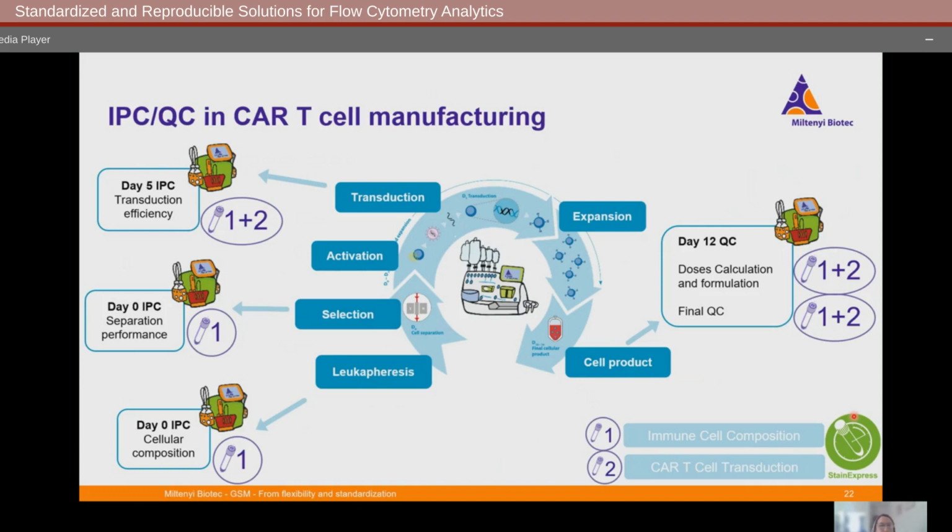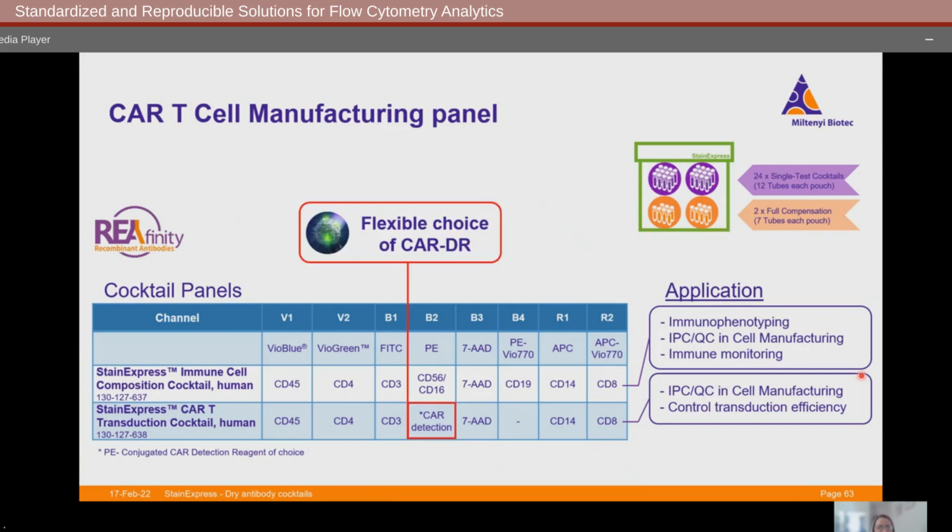So going back to that IPC/QC process in CAR T-cell manufacturing, the two different Stain Express panels we currently have, immune cell composition and CAR T-cell transduction, labeled as 1 and 2, can be used at various stages along your production process for your cell product. We also have CAR detection reagents. So depending on your application, you can choose one of our CAR detection reagents and dose it into that transduction cocktail to really understand a little bit better the efficiency of your product in the manufacturing process.